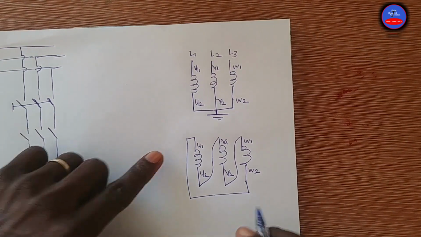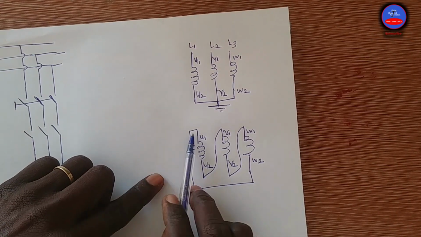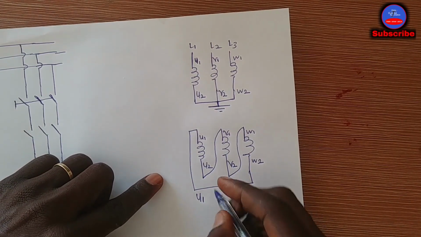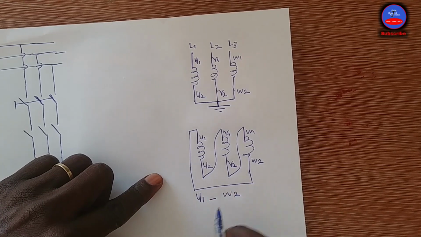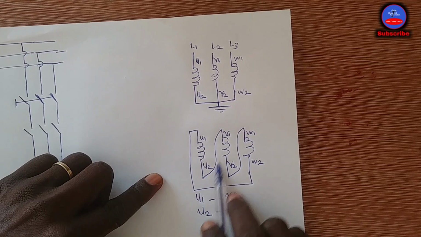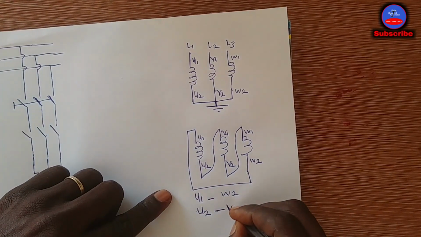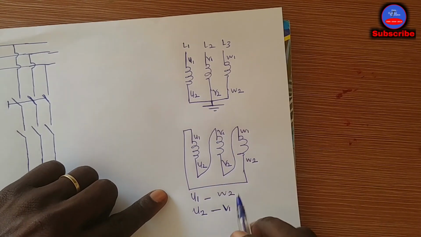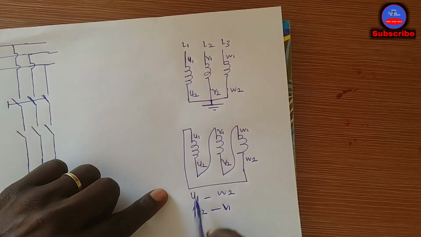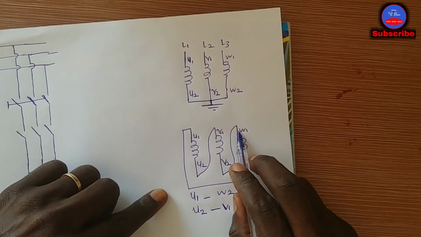And then you bring this one here. So the configuration is: U1 is connected to W2, U2 is connected to V1 this way, and V2 is connected to W1.